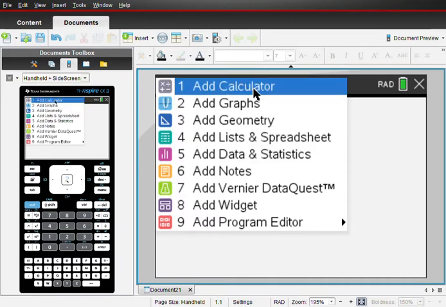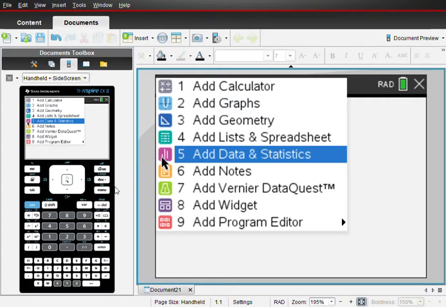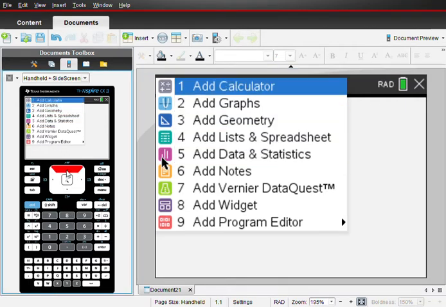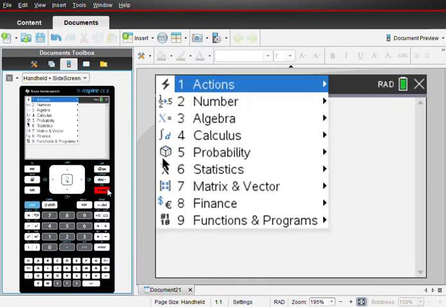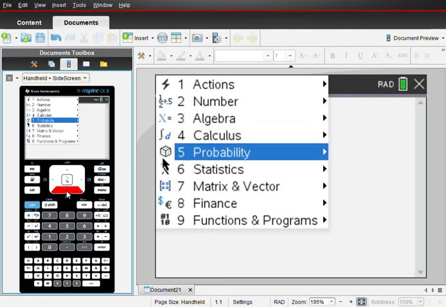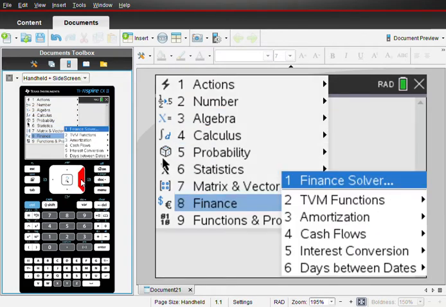And I would just use the calculator option if you're trying to solve a finance problem. So you can save it as a document if you want to, add calculator. So how do you get to the finance feature of the calculator? Just go to Menu, not surprisingly, Finance. And then the key one is Finance Solver.